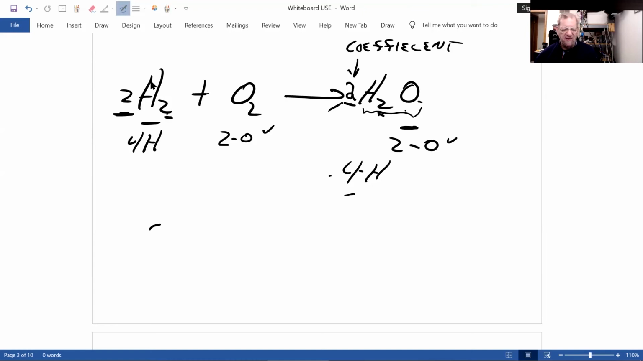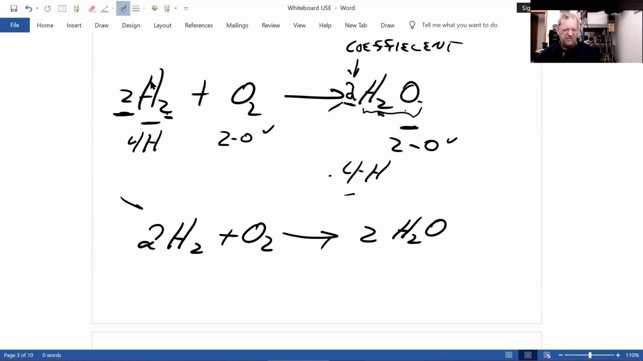So the balanced chemical equation for this reaction is this. 2 hydrogen molecules, and when there's no number there in front, you assume it's the number 1, 1 oxygen molecule make 2 water molecules. And now you have a balanced chemical equation.